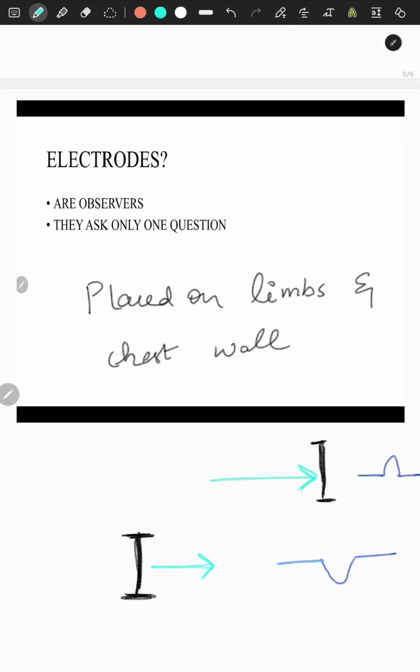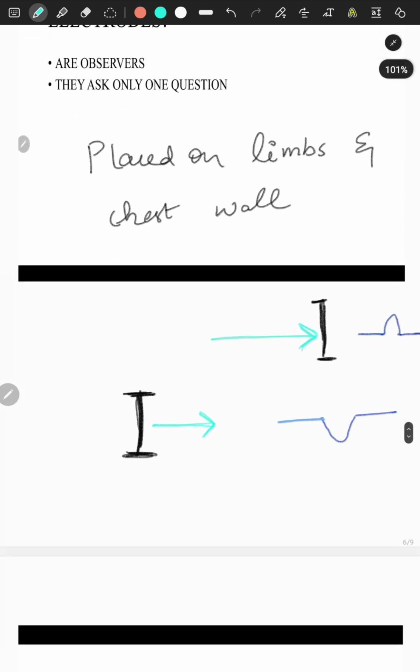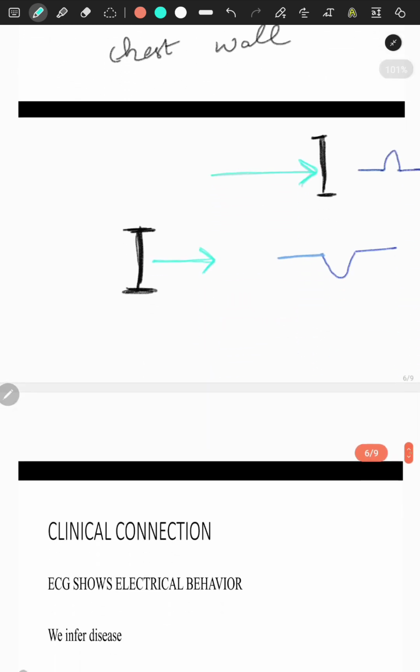Who records them? This recording is done by the electrodes. Electrodes are placed on the upper limbs, lower limbs and the chest wall. They are just observers. They just record the electrical activity which is generated by our heart. They do not stimulate the heart. They ask only one question: is the current moving towards the electrode or away from the electrode?